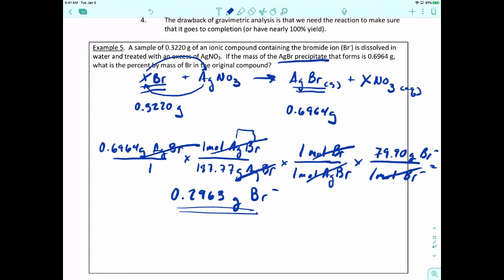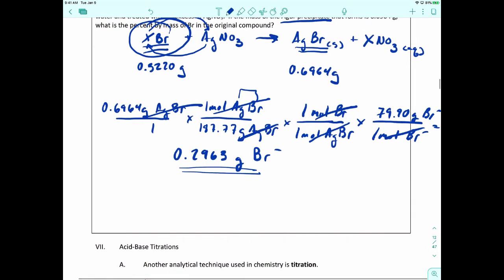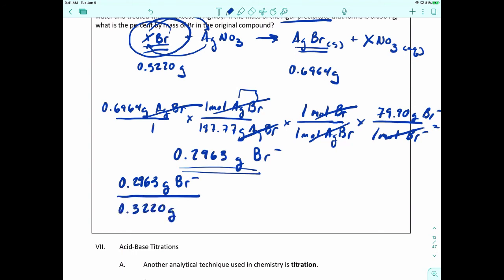Now here's what we're asking for. In this original compound, with this cation that we don't know plus bromide, how much of that is bromine? If we use the law of conservation of mass, if we have 0.2963 grams of bromide ion in the products, that's how much we have in the reactants. So I'm going to take the 0.2963 grams of bromide ion and divide it by the mass of that compound, 0.3220 grams of XBr. If we take that number and multiply it by 100%, that'll give us the percentage of bromine in that original compound. If you take those two numbers, divide, and multiply by 100, the number comes out to be 92.02%.